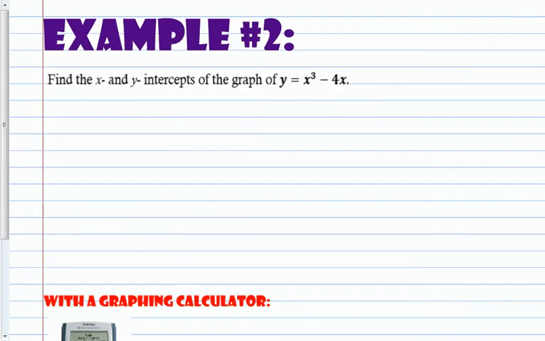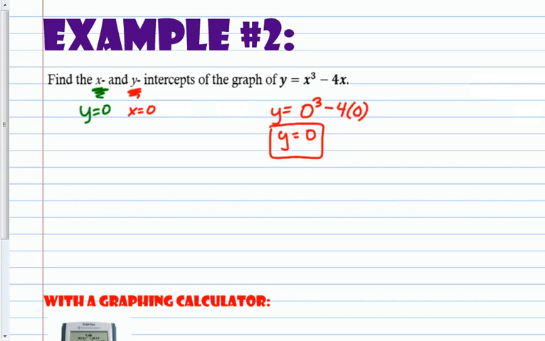Example 2. Example 2, we're finding the x and the y-intercepts. Now you learn this in Algebra 1. If I want to find the x-intercepts, I'm going to make y 0. And if I want to find the y-intercepts, I'm going to make x 0. Now the y-intercepts are usually the easier one to find. So if I take my function, so I have y equals 0 cubed minus 4 times 0. Oh look, y equals 0. That was really easy.